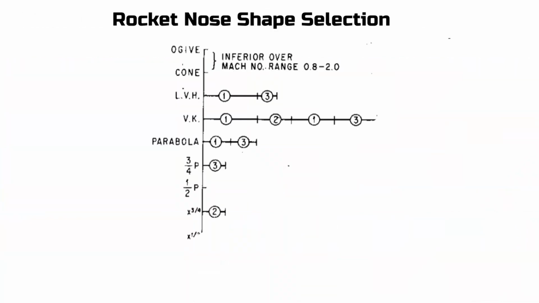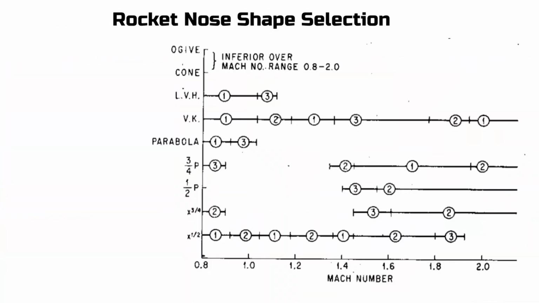There are many shapes of rocket noses. In military application, we consider them as modified ogives. The shape of the nose section may be defined by the next figure. In the vertical axis are the shapes of 9 types of noses. Meanwhile, in the horizontal axis is located the operational Mach number of the missile.